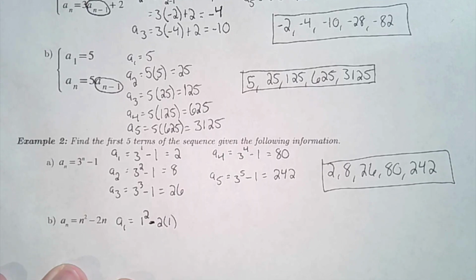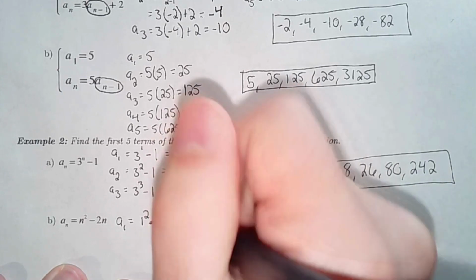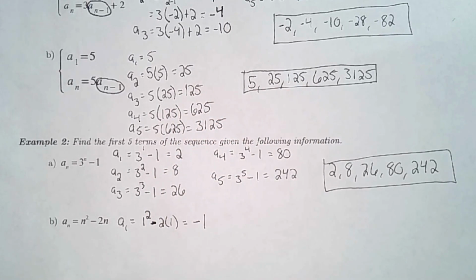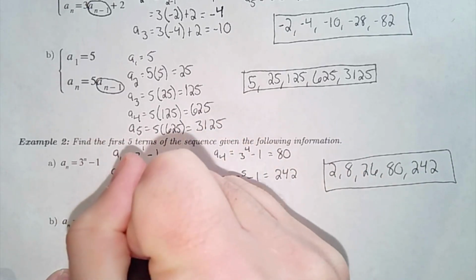Well, 1 squared is just 1. 2 times a negative 1 is negative 2, or negative 2 times 1 is negative 2. 1 minus 2 is a negative 1. And if you need to show some more work for that, that's fine. I'm trying to keep this video as short as possible. I know it's already starting to get pretty long.